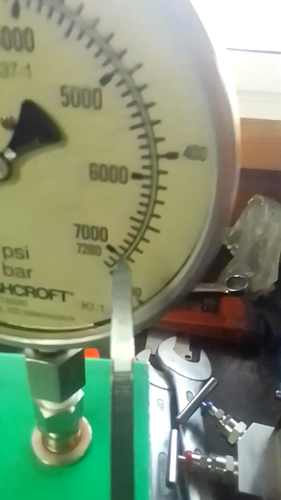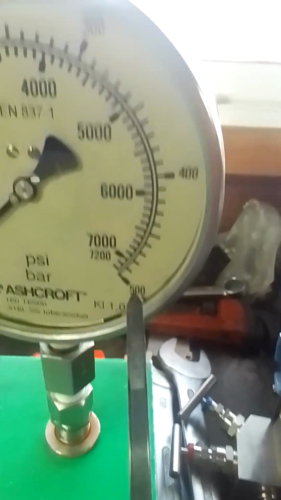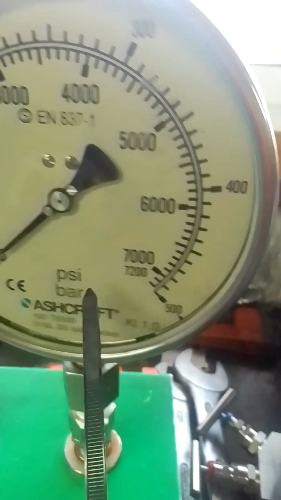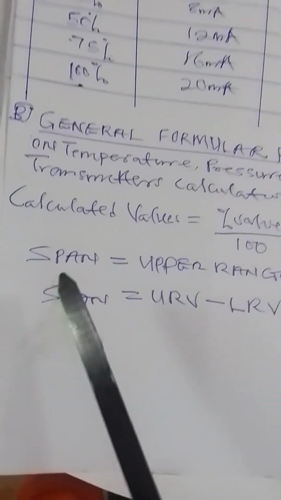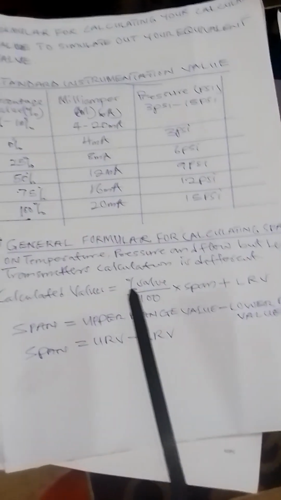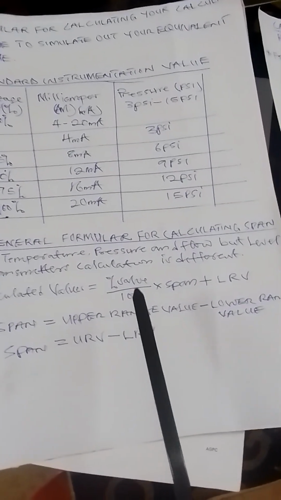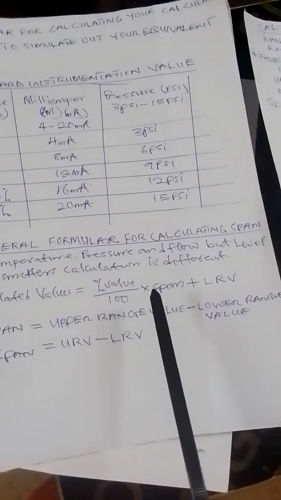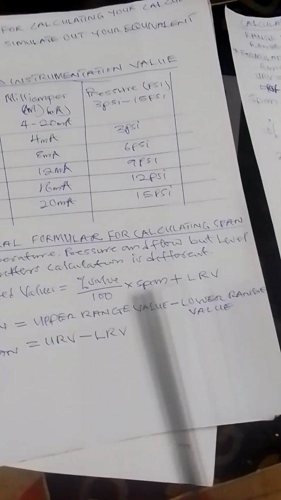For all our parameters, we have an upper range and a lower range. Like here, 0 is your lower range, while your upper range is 7,200 or 5,000. 7,200 is your PSI value, while 5,000 is your bar. So this is the formula we use. The formula says percentage calculation is equal to value over 100 times span plus low range value.